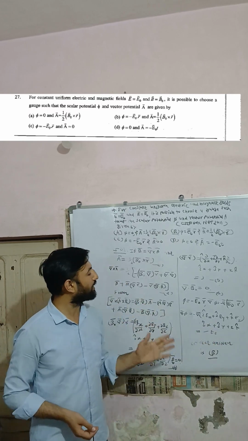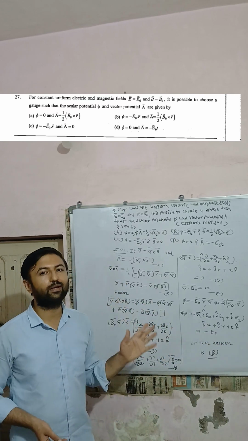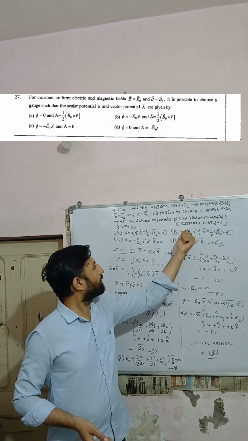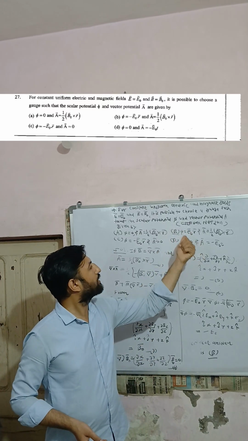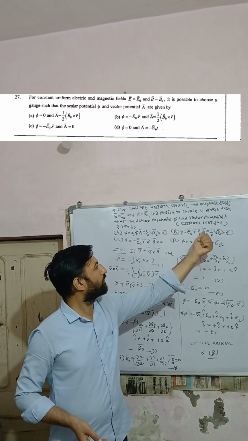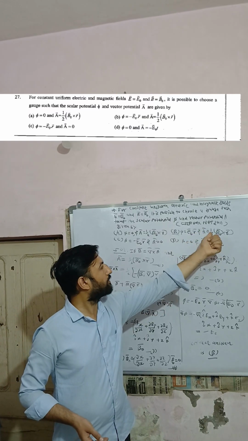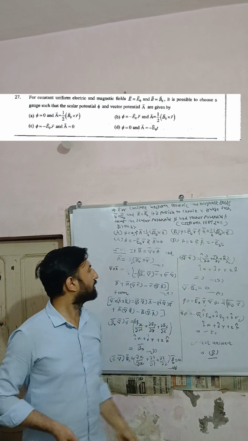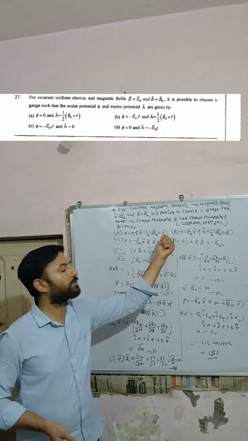So in this way we can find the correct answer, and the correct answer is phi equal to minus vector E0 dot R and vector potential A equal to 1/2 (vector B0 cross R vector). So the correct answer will be option B.